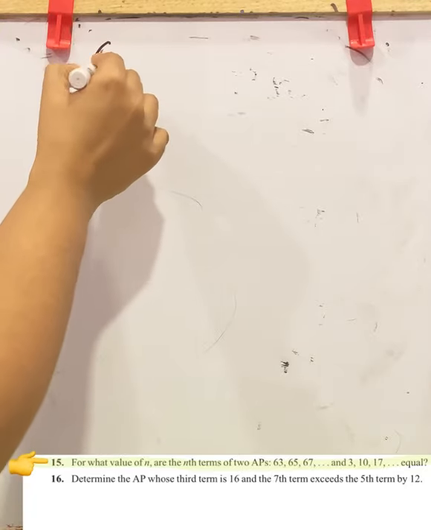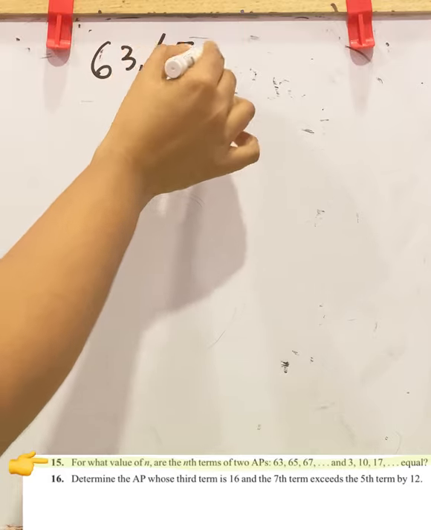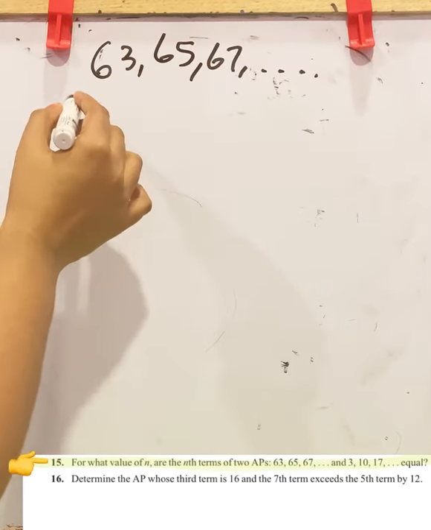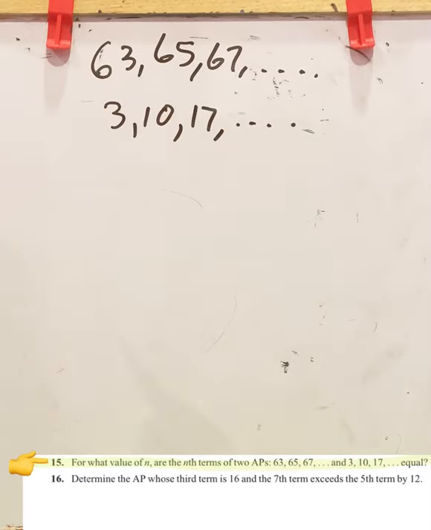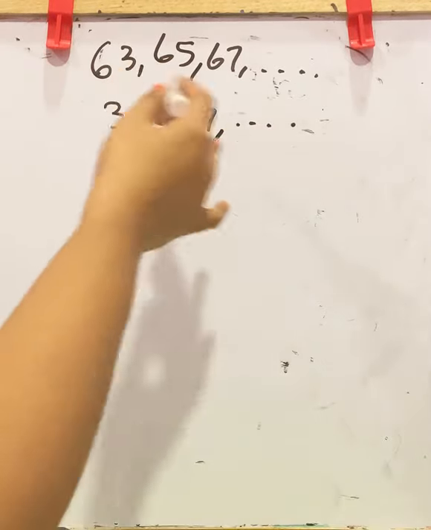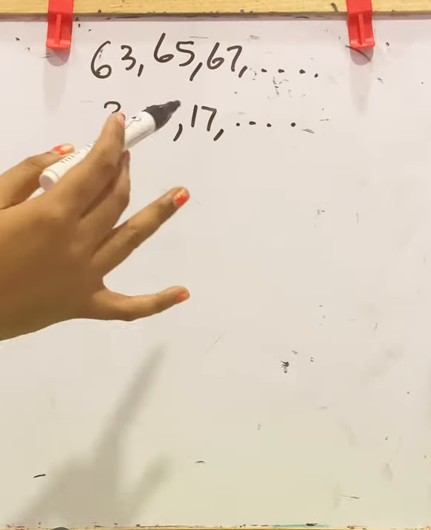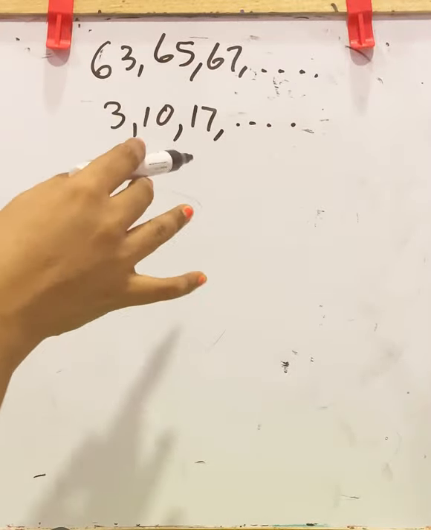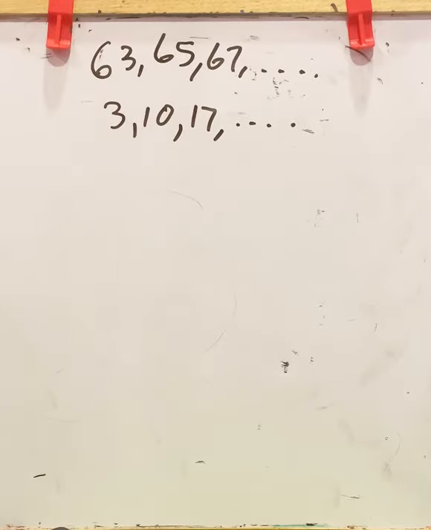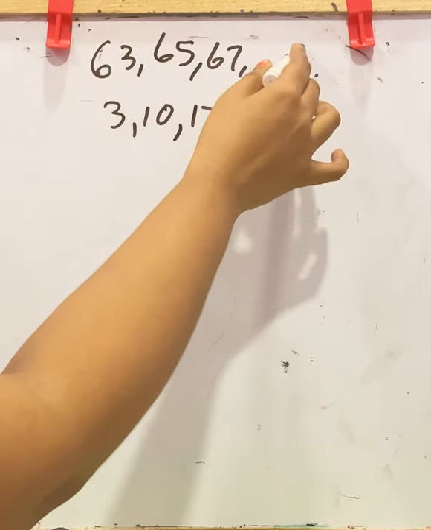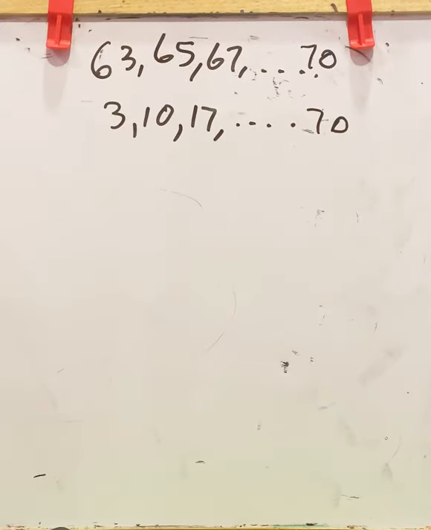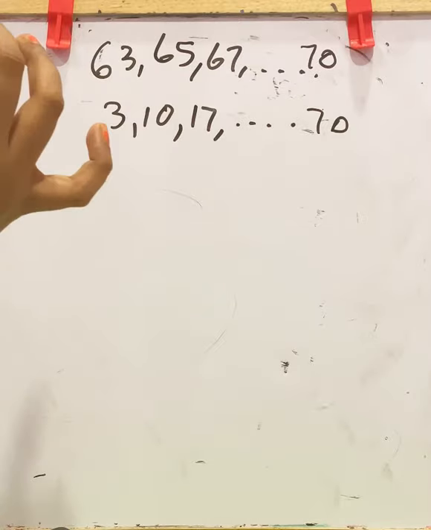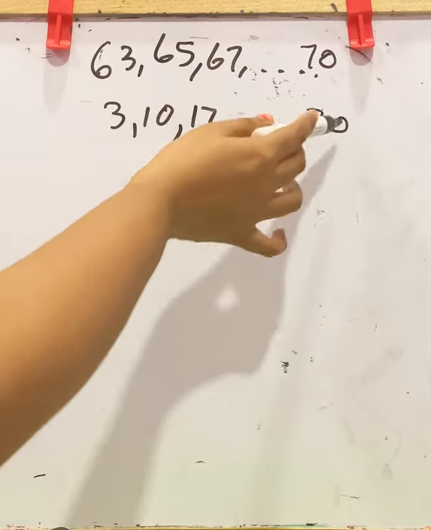So first we will write it down. First AP is 63, 65, 67, etc. And the other one 3, 10, 17, etc. So this is an infinite AP, it is continuing, but at some term both have equal terms. If here we have 170, here also we will get 170, that is equal terms are there, and we have to find out which term of these APs are equal.